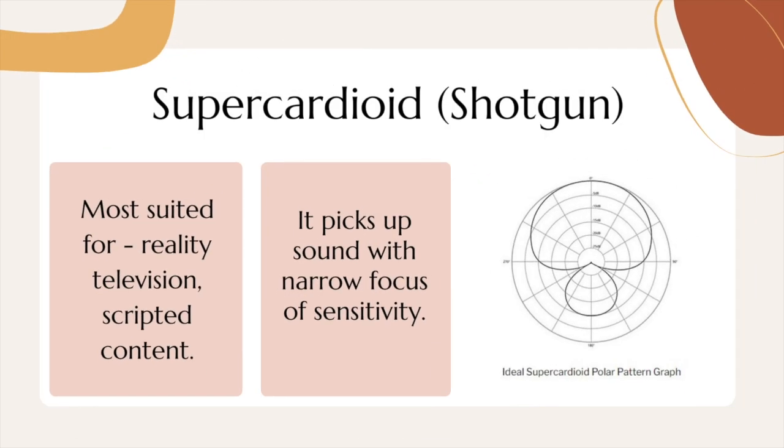The next type of microphone pickup pattern here is supercardioid, popularly known as shotgun, more suitable for reality television and scripted content. The difference between this pickup pattern and that of cardioid is that it has an even narrower focus of sensitivity. However, the consequence is that it will also pick up some sound from directly behind the microphone. They pick up much less ambient sound in the signal unless it comes from directly behind.